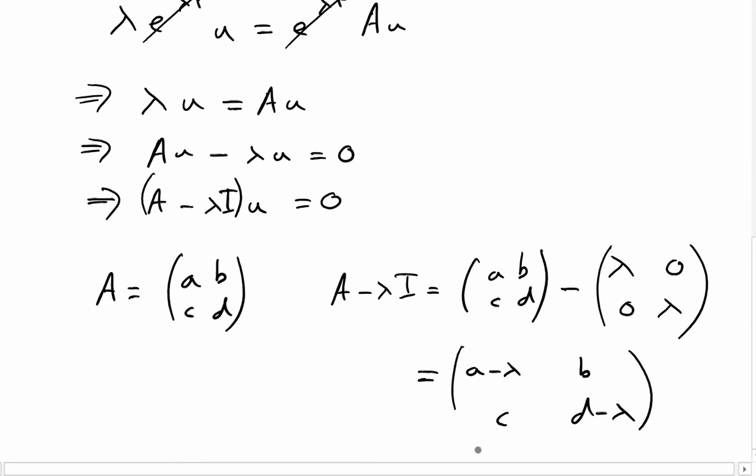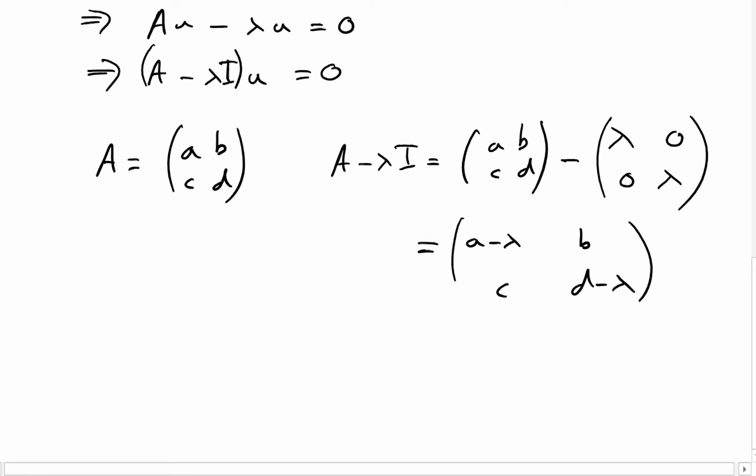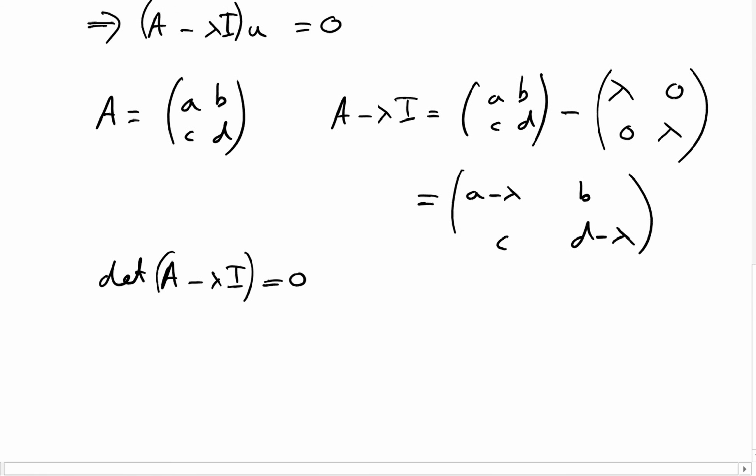All right. And then if I take the determinant of this, okay, so if I take the determinant of A minus lambda I, all right, and set it equal to 0, so I'm taking the determinant of this, I get A minus lambda times D minus lambda, and then I take away B times C, and I set that equal to 0.